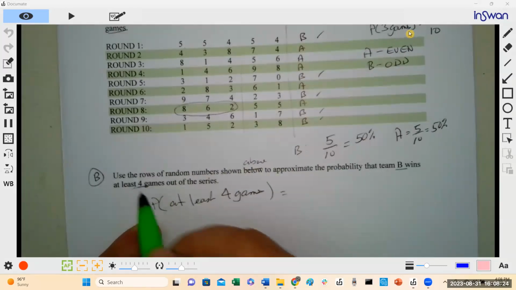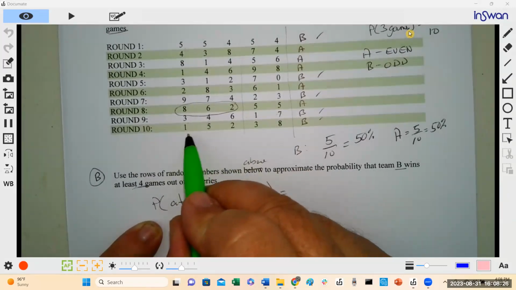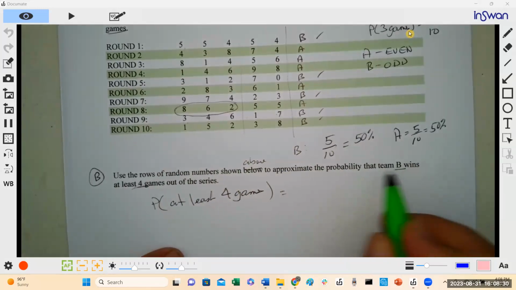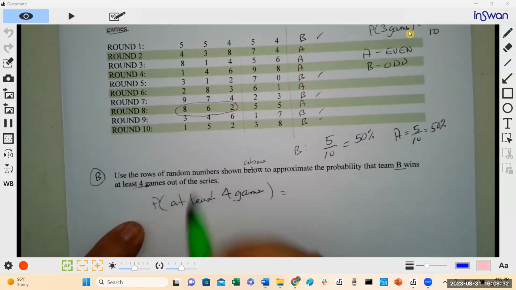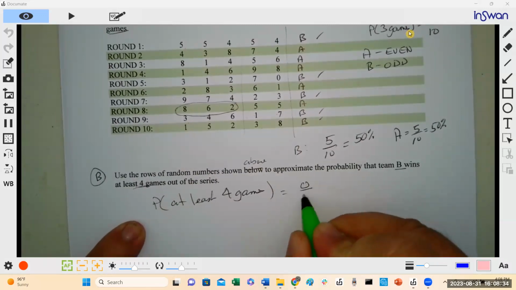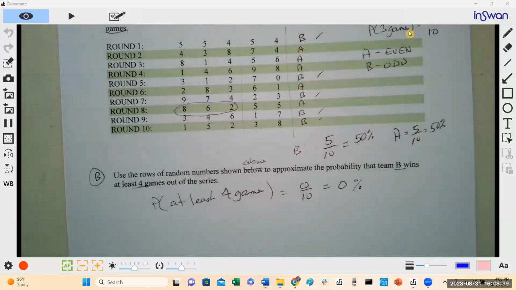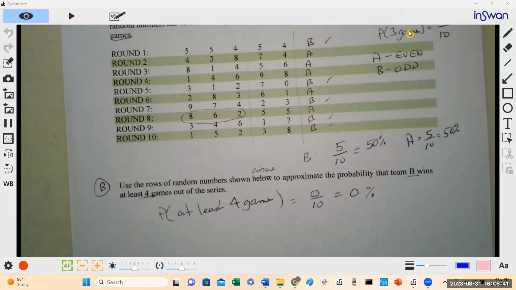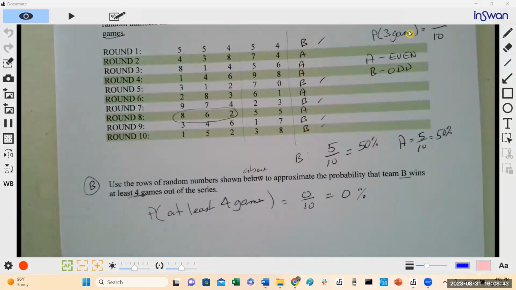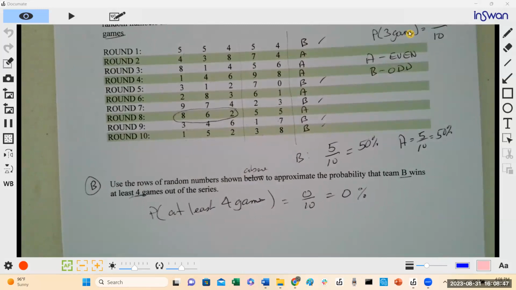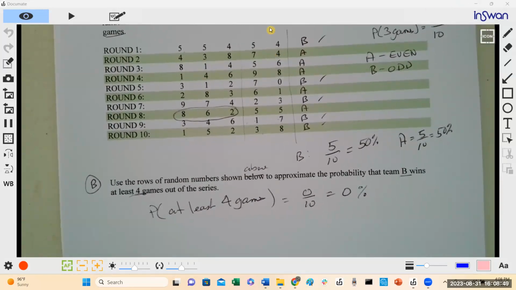We're seeing at least 4 games. So the chance of Team B winning at least 4 games out of the series, since it didn't happen, it's 0%. So that's how you do it. That's how you read those charts and answer the questions. It's per each row. I hope that helped. Okay, good luck.